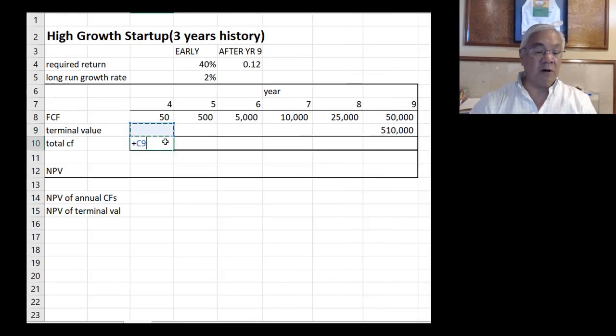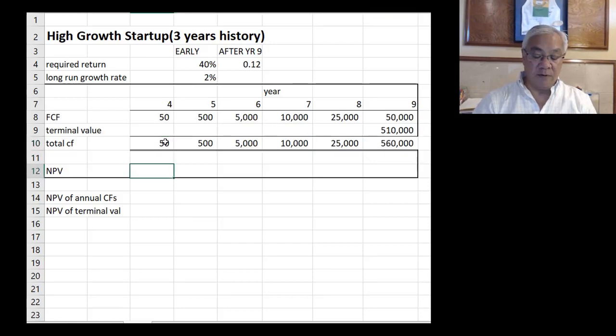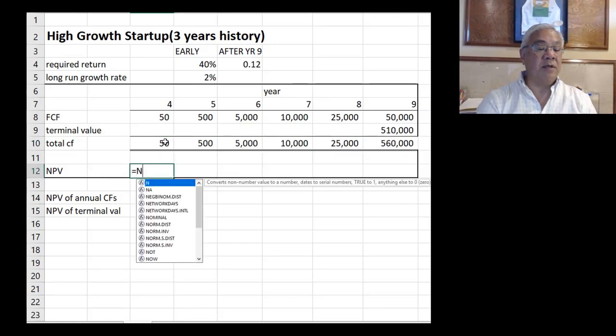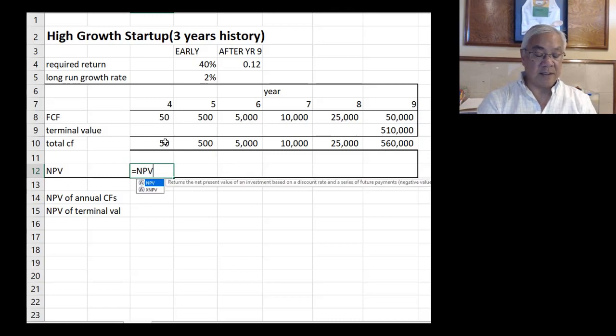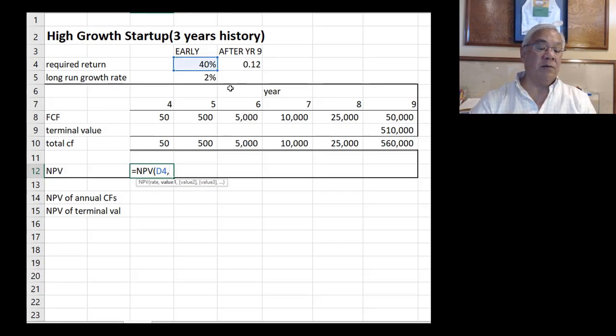And similar to what we did before, let's do our cash flows by year. And let's do an NPV equals NPV. We'll take the shortcut this time. And the rate is 40% because we're still in our early stage venture, comma, and we'll shade this area.